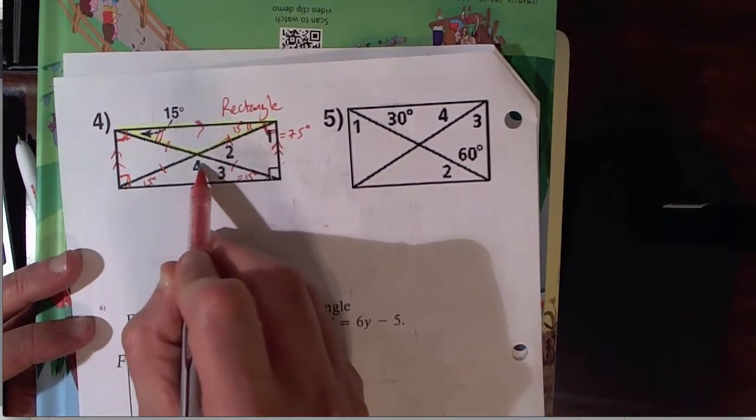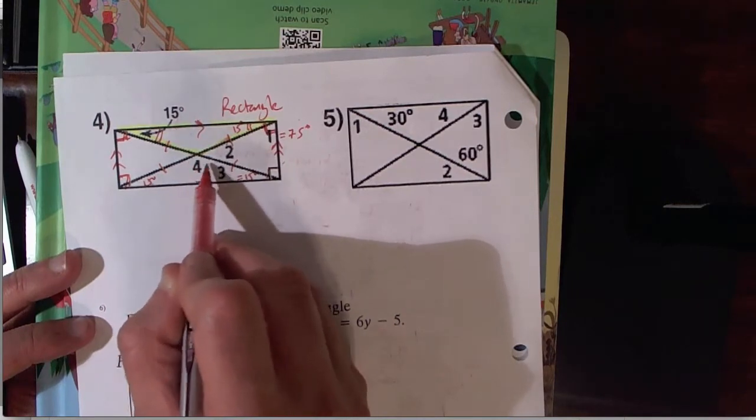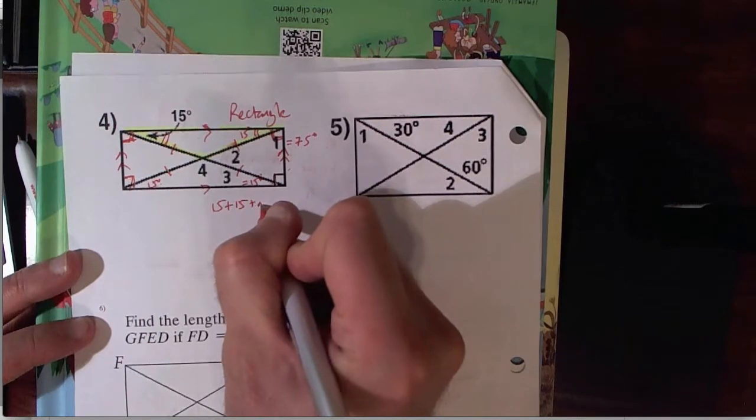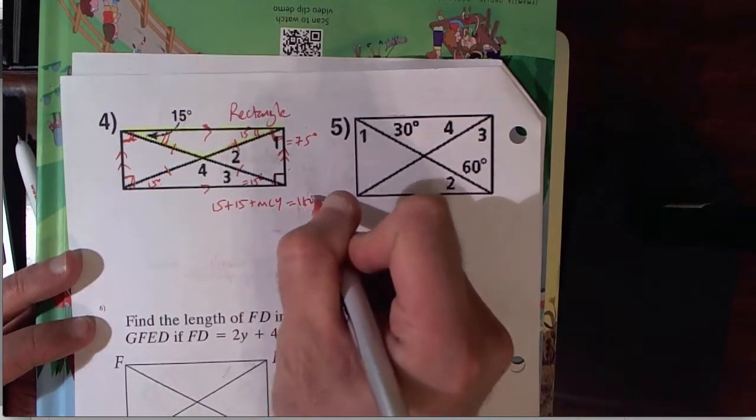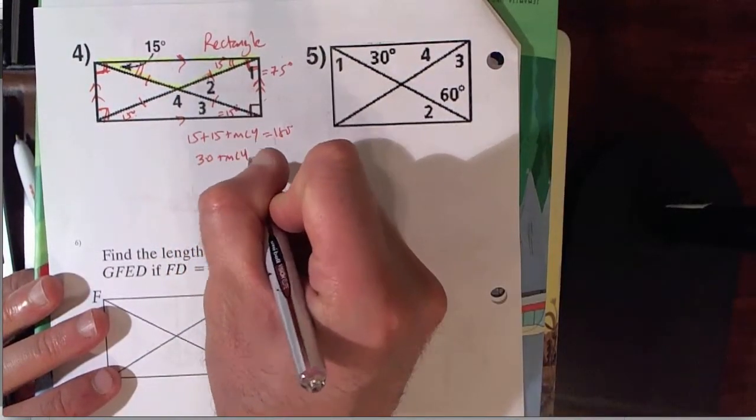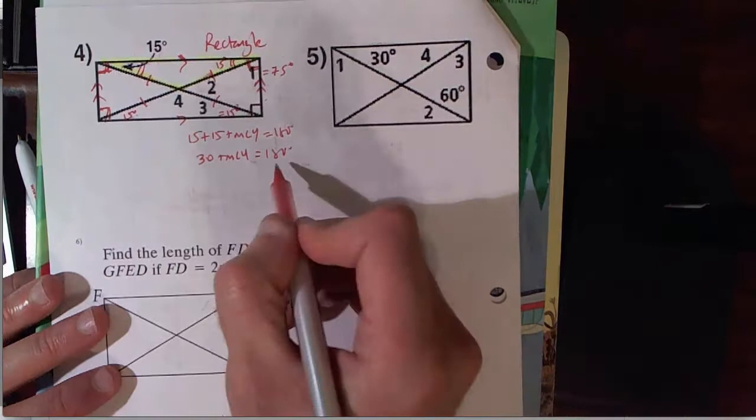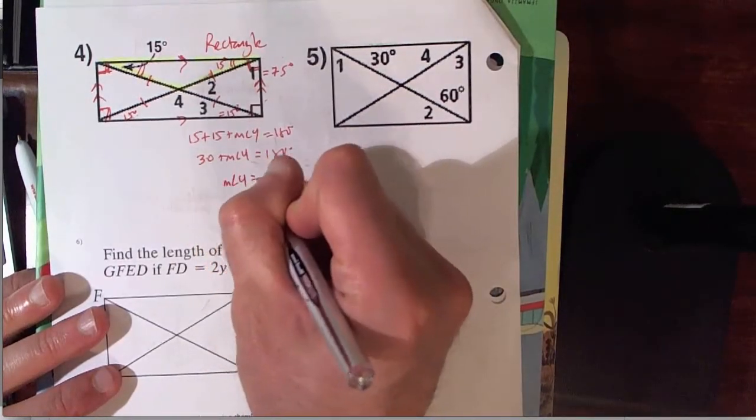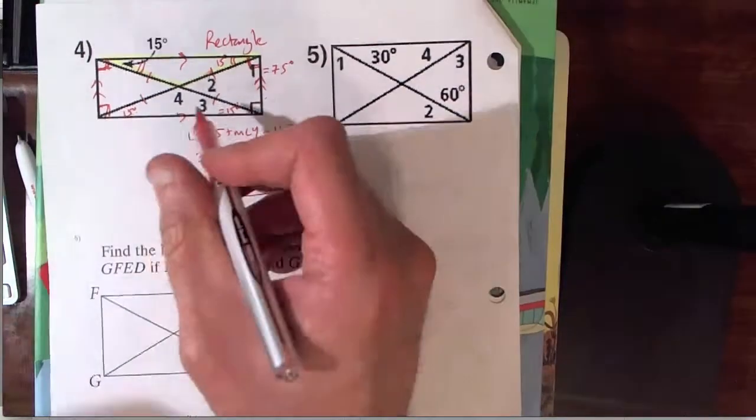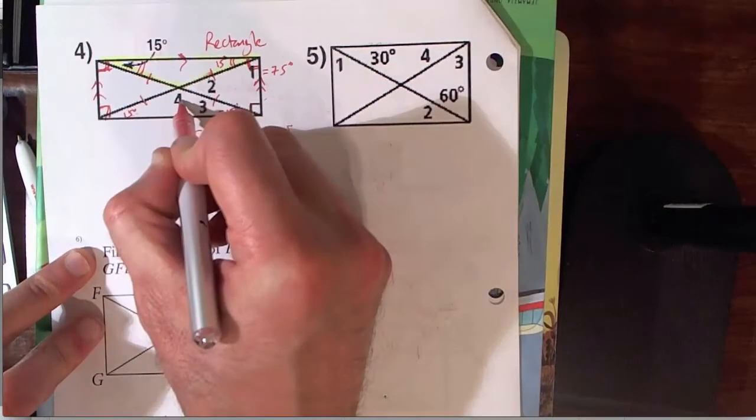So I could find angle 4. I could find angle 4 by just saying 15 plus 15 plus the measure of angle 4 equals 180. So basically 30 plus the measure of angle 4 equals 180. So the measure of angle 4 equals 150 degrees. Okay, so the measure of angle 4 is 150.